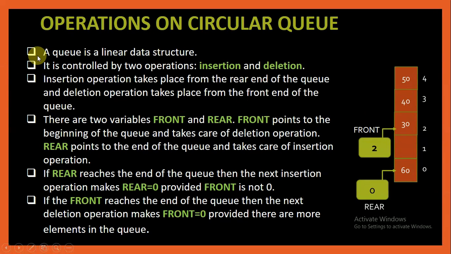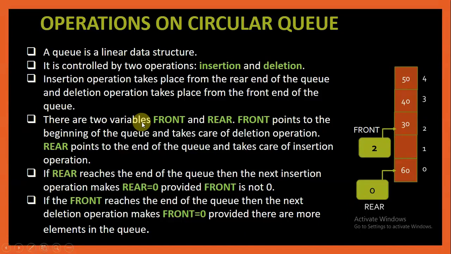Now let us understand the operations on circular queue. A circular queue is a linear data structure like normal queue. It is controlled by 2 operations, insertion and deletion. Insertion operation takes place from the rear end of the queue and deletion operation takes place from the front end of the queue. So whenever a new element is inserted, it is inserted at the rear end, and whenever an element is deleted, it is deleted from the front end.